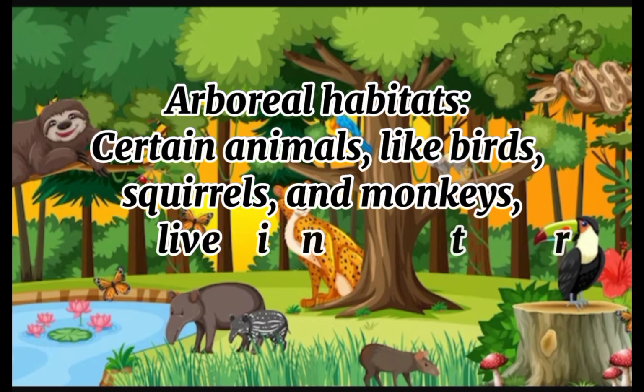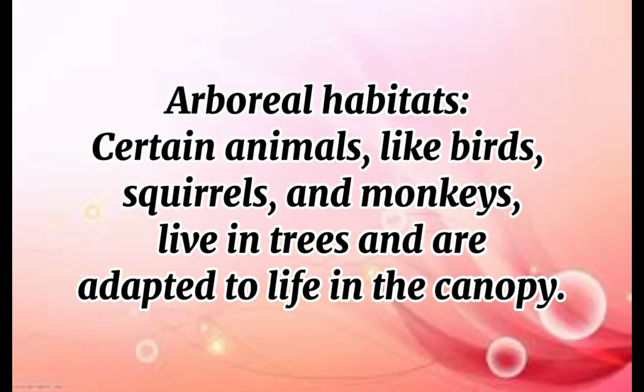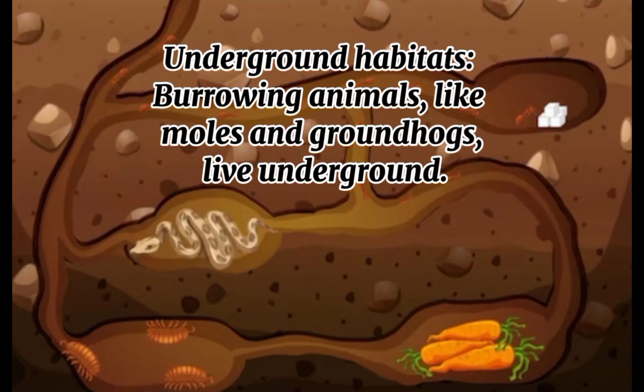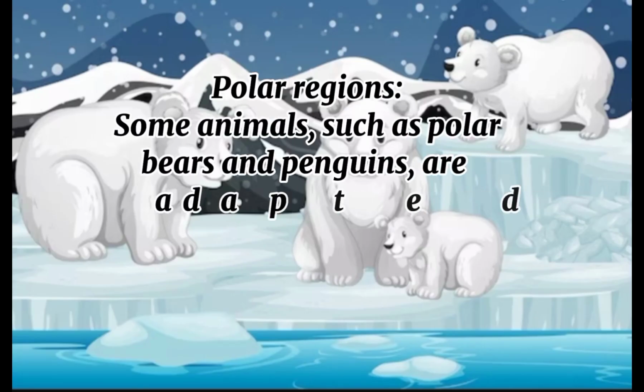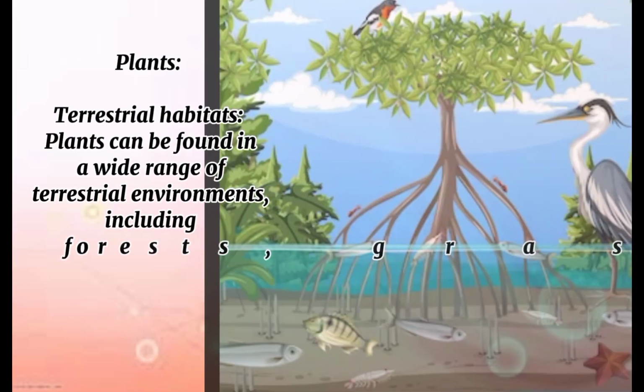Arboreal habitats. Certain animals like birds, squirrels, and monkeys live in trees and are adapted to life in the canopy. Underground habitats. Burrowing animals like moles and groundhogs live underground. Polar regions. Some animals, such as polar bears and penguins, are adapted to the extreme conditions of the Arctic and Antarctic regions. Plants. Terrestrial habitats.